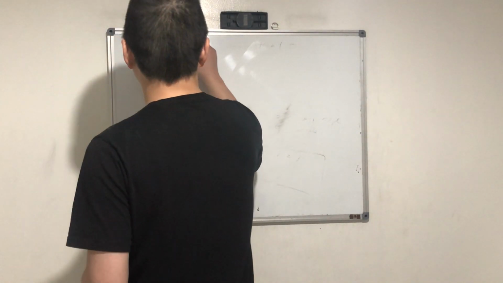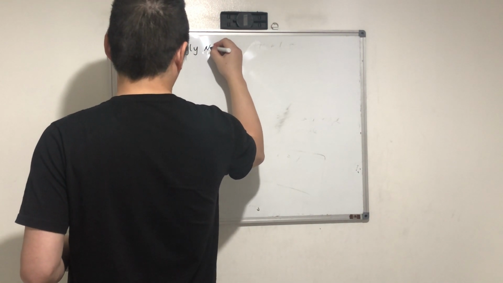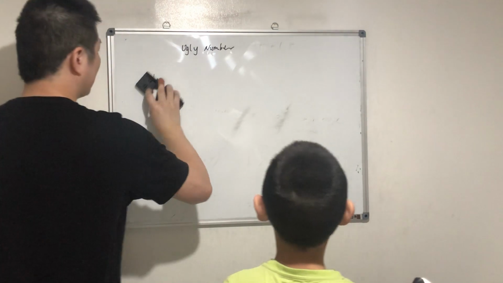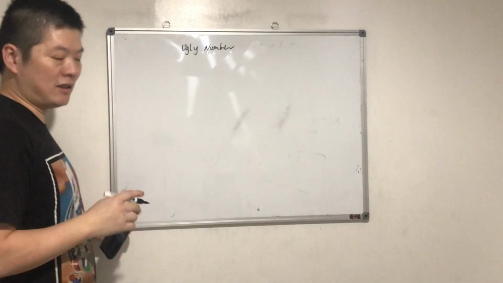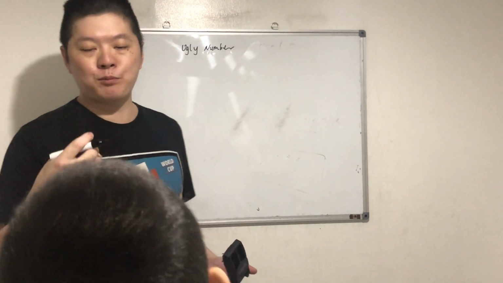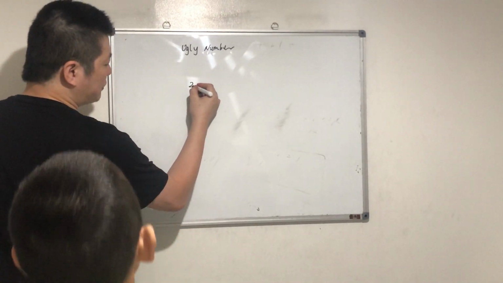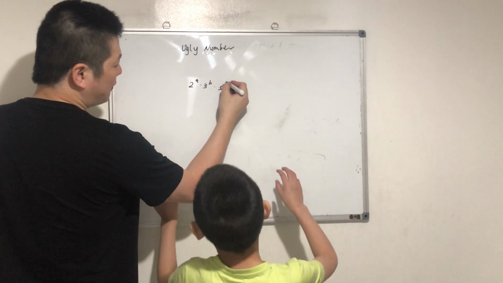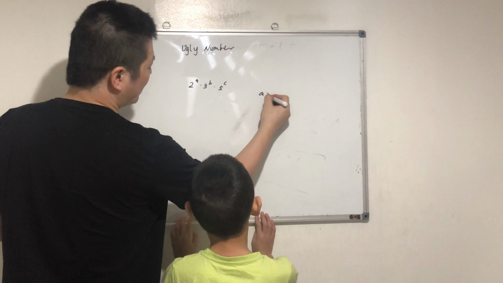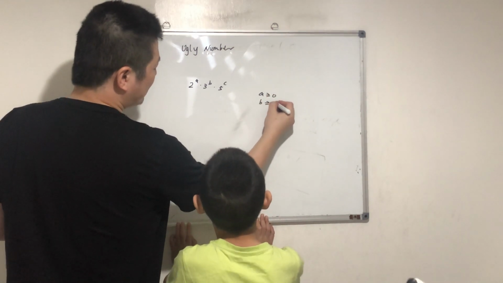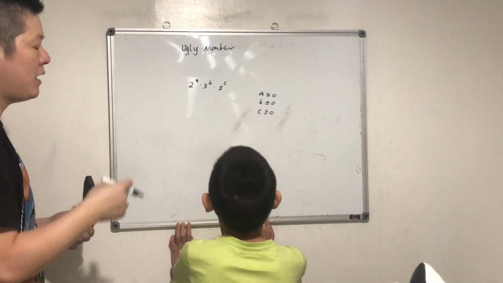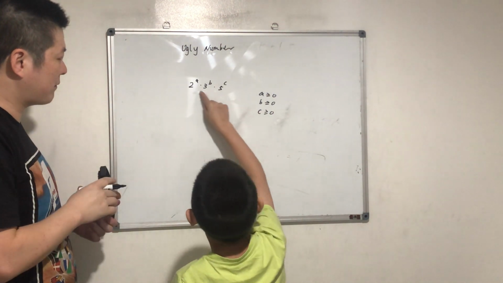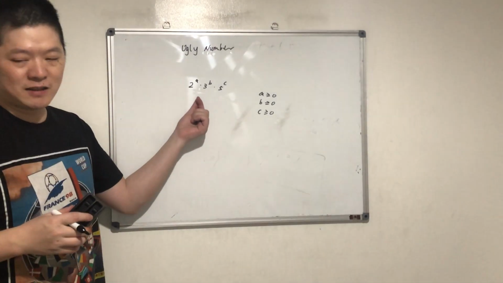Okay, so do you still remember what an ugly number is? Yeah, it's a number that can be expressed as 2 to the power of a times 3 to the power of b times 5 to the power of c, where a ≥ 0, b ≥ 0, c ≥ 0. So it's a positive integer whose prime factors are only 2, 3, 5.